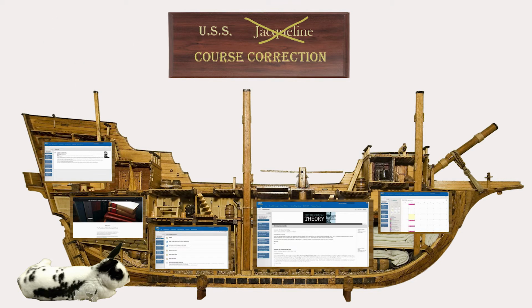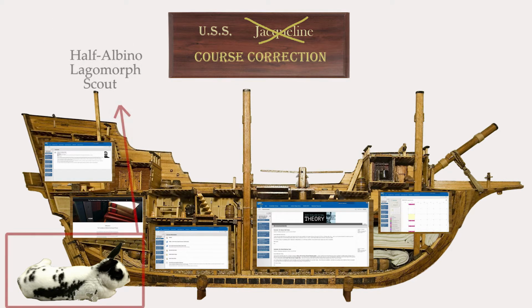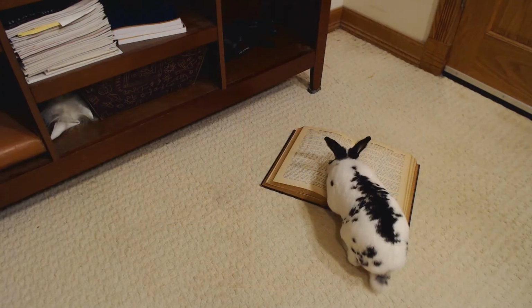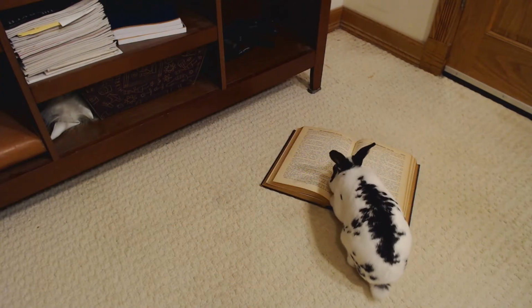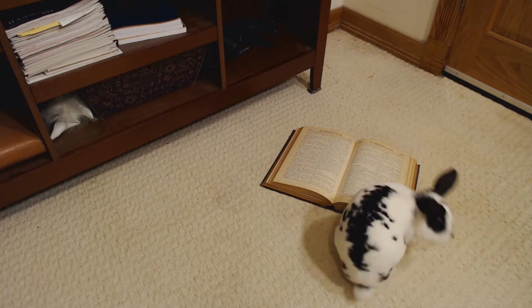And following along with the course is the half albino lagomorph scout who goes by the name of Steve. They're supposed to be incredibly intelligent, but I've never seen any signs of it.